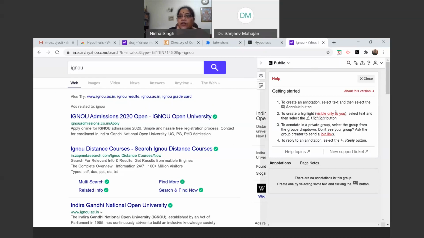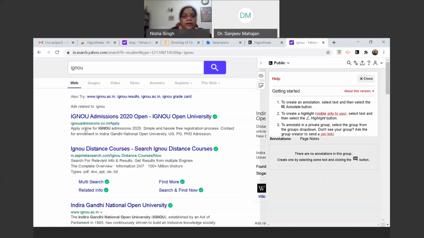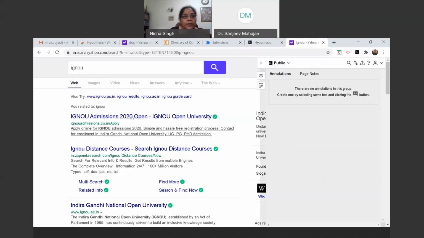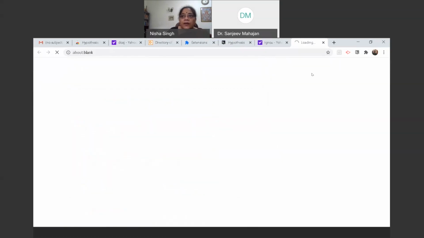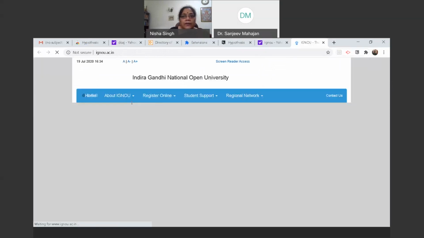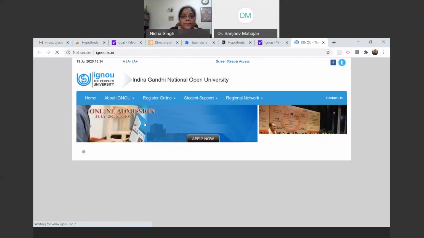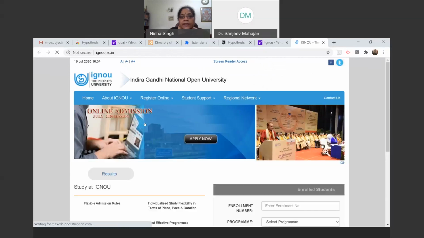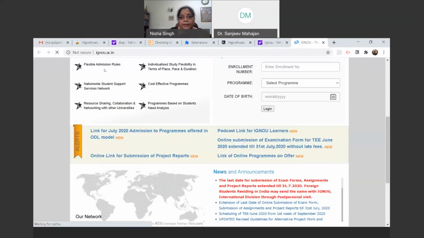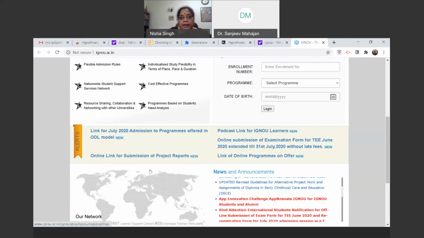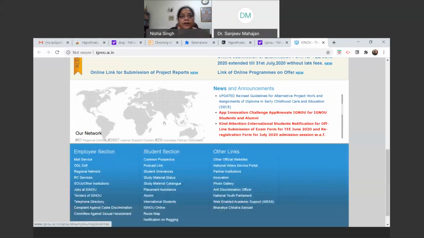To create annotation and highlight, which is only visible to you, you can give an account. I'll just close this and go to, say, the IGNOU website. Let me try it. I don't know why it is inactive. But if you try to select this, the last date or any other information which is given there.